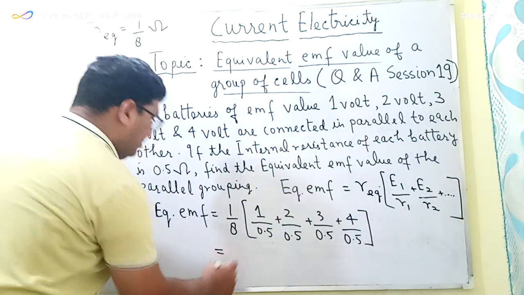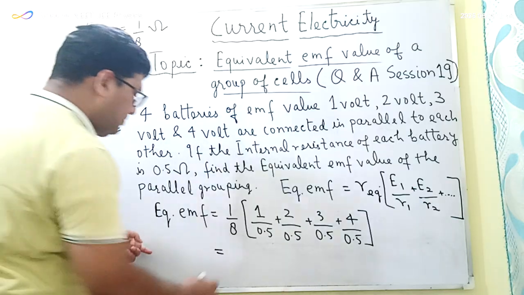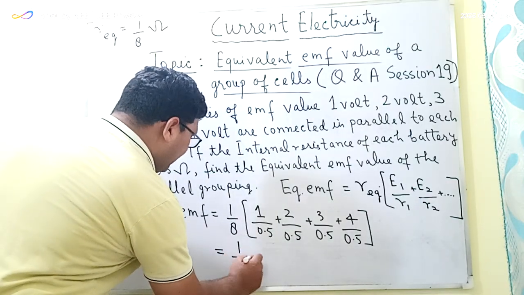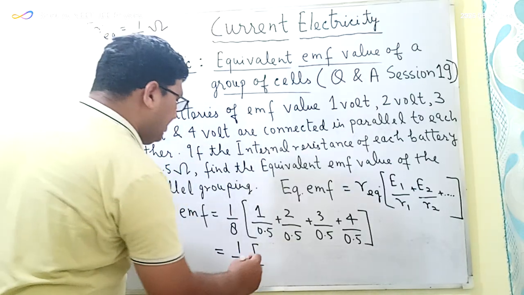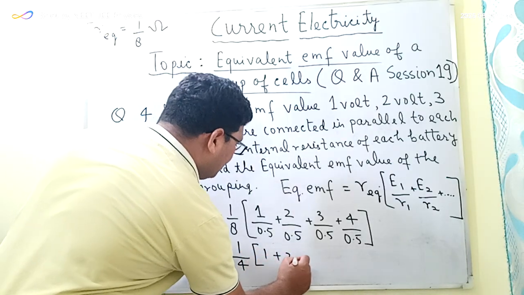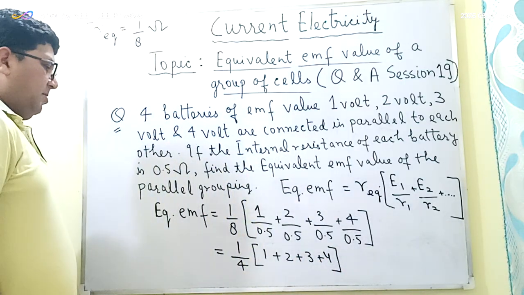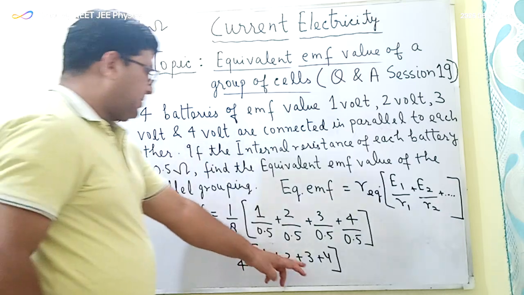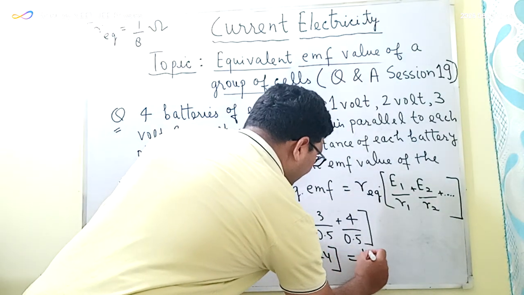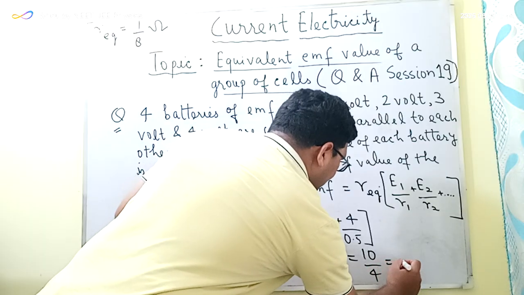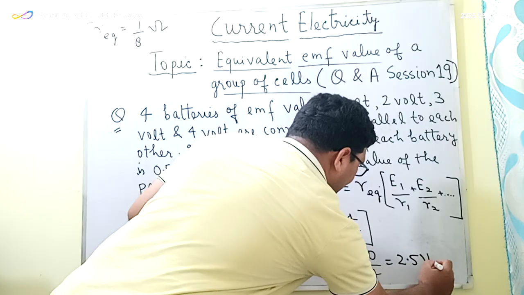So from here, this 1 upon 0.5 can be taken as common, so this will be equal to 1 by 8 into 0.5, which is equal to 1 by 4, and in bracket this will be equal to 1 plus 2 plus 3 plus 4. So this is equal to 4 plus 3, 7, 7 and 2, 9, 9 plus 1, 10. This is equal to 10 by 4, and so the equivalent EMF of this parallel grouping is equal to 2.5 volts.